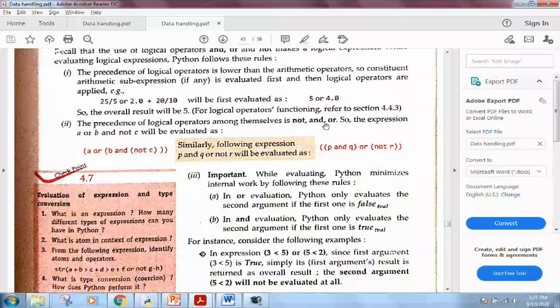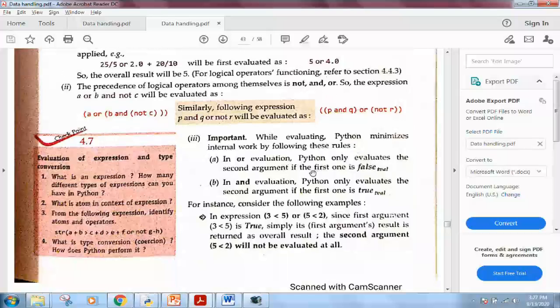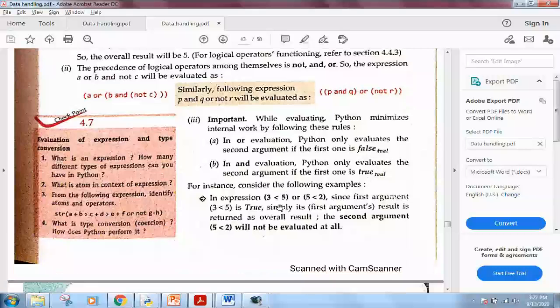One more thing: in Python, whenever an or evaluation is occurring, it evaluates the second argument only if the first one is false. If the first one is true, there is no need of finding the second one. And in an and evaluation, Python does not evaluate the second argument if the first one is not true. So this is how you can find out the answers.